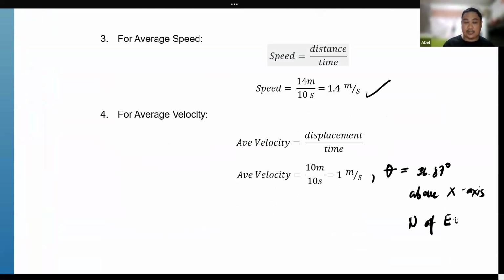We're still going to tackle this in another lesson. And that's it for the vectors.